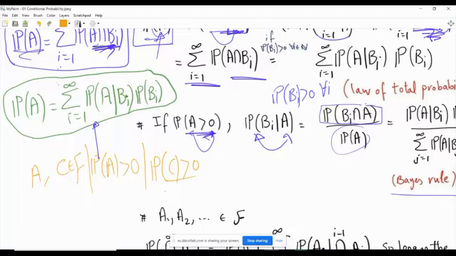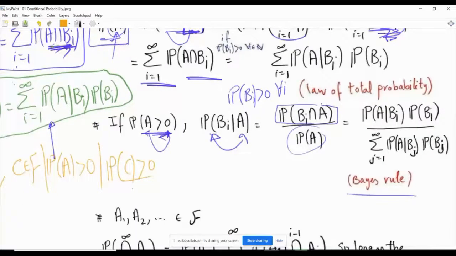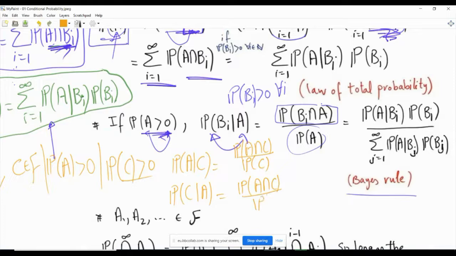Right? So now, because both events have a strictly positive probability, we can define conditional probability, conditioned on A or conditioned on C. So this is something that makes sense, and also this is something that makes sense. The first one is the probability of the intersection divided by the probability of the event that we are conditioning on. The second one is the same: A intersection C divided by the probability of A.